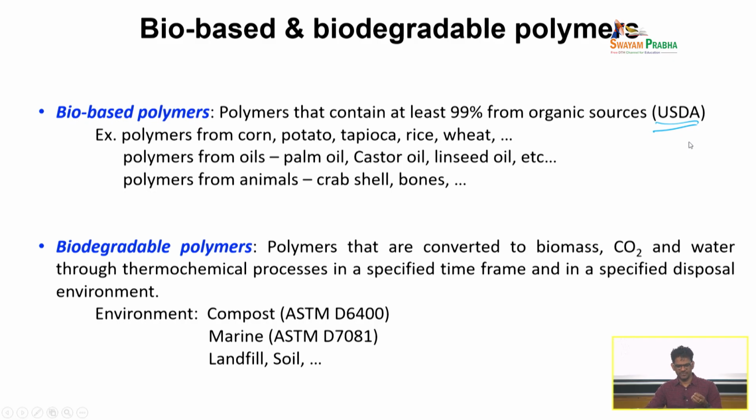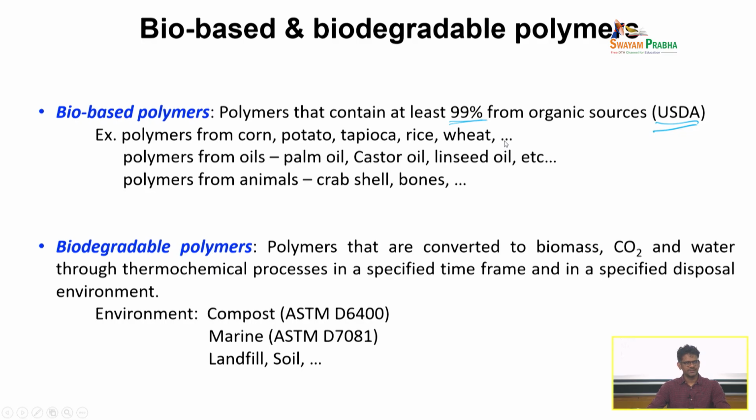If you look at bio-based materials or bio-based polymers, it basically means, as per the United States Department of Agriculture, materials or polymers that contain at least 99% of their mass coming from an organic source. Organic source could be naturally growing plants, plant produce, or plant wastes. Anything that is coming from the earth as an organic source.